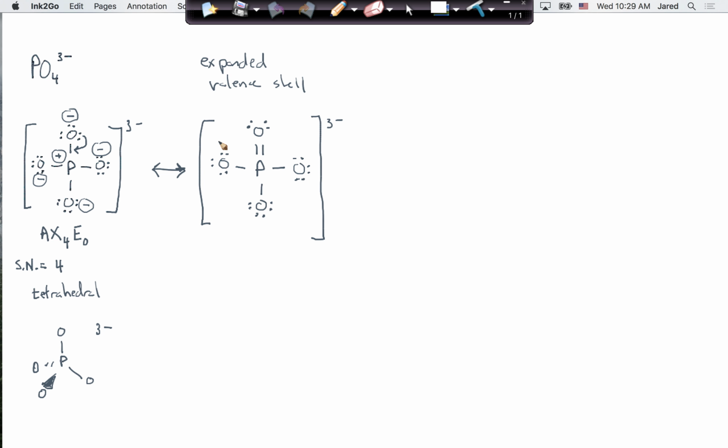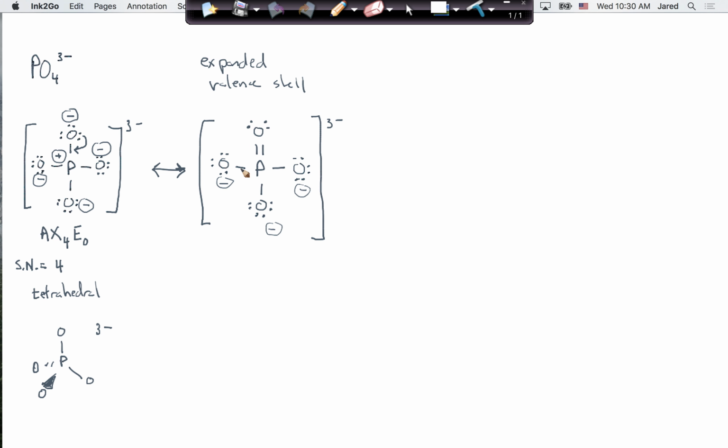So if we count the formal charges here, we're still going to get minuses for these oxygen atoms. But now phosphorus is supposed to have 5. It has 1, 2, 3, 4, 5. That's a 0 for the phosphorus. Oxygen is supposed to have 6. It has 1, 2, 3, 4, 5, 6. That's a 0 for this top oxygen.